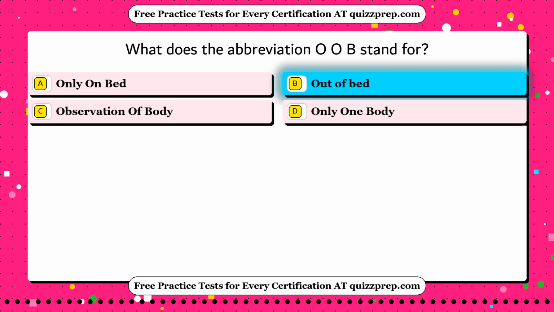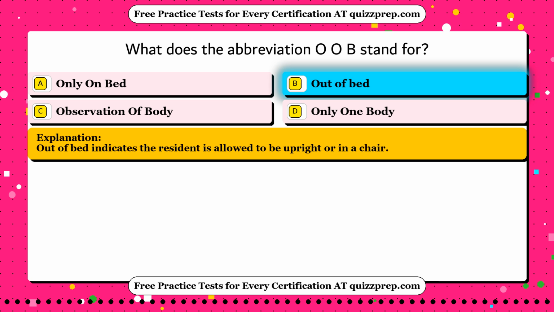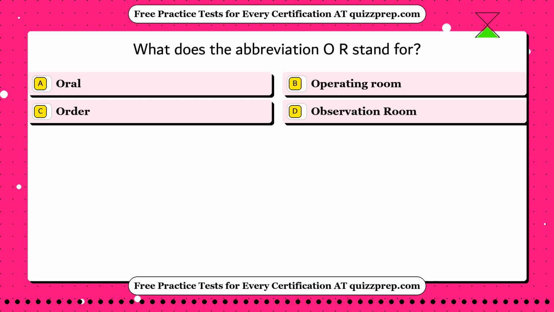The correct answer is option B, out of bed. Out of bed indicates the resident is allowed to be upright or in a chair. Question 82. What does the abbreviation OR stand for? Option A, oral. Option B, operating room. Option C, order. Option D, observation room.